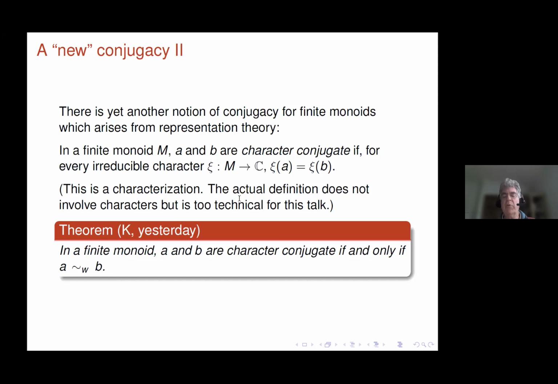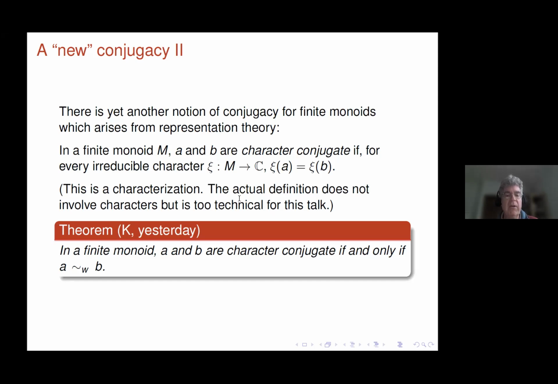Now, this description of character conjugacy is actually not the definition that you can find in the semigroup literature. It's a characterization. This is the theorem that they prove. I'm taking it as a definition for simplicity in this talk. The actual definition is a little too technical to get into.